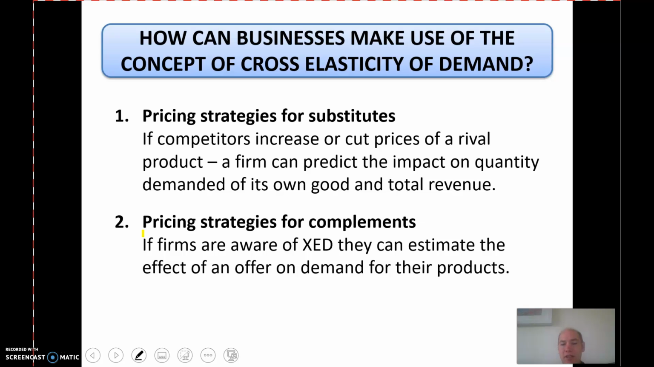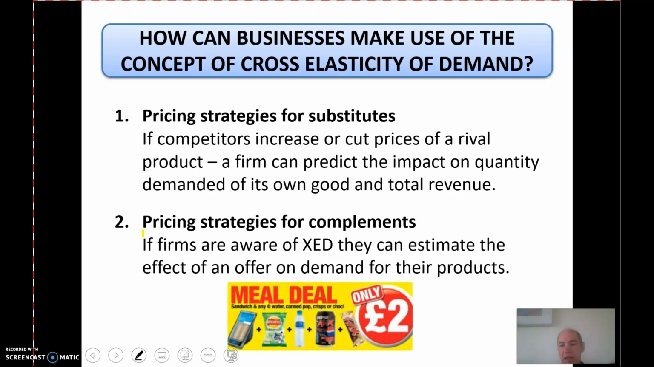Secondly, pricing strategies for complementary goods. If firms are aware or have a good estimate of cross-elasticity of demand, they should be able to estimate the effect of an offer on demand for their products. Okay, so if they have an offer, they should be able to work that out. And this is where we see meal deals, and you see these in the supermarkets, you see these in garages, and as a result of that, you go for the meal deal, and because there's a fall in the price of one, you should be able to gauge what happens to demand. Okay, so that's a nice real world application.